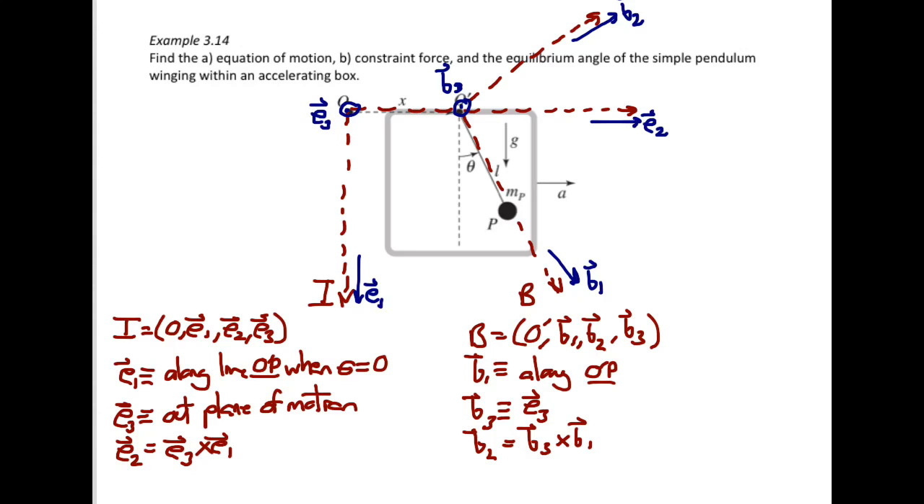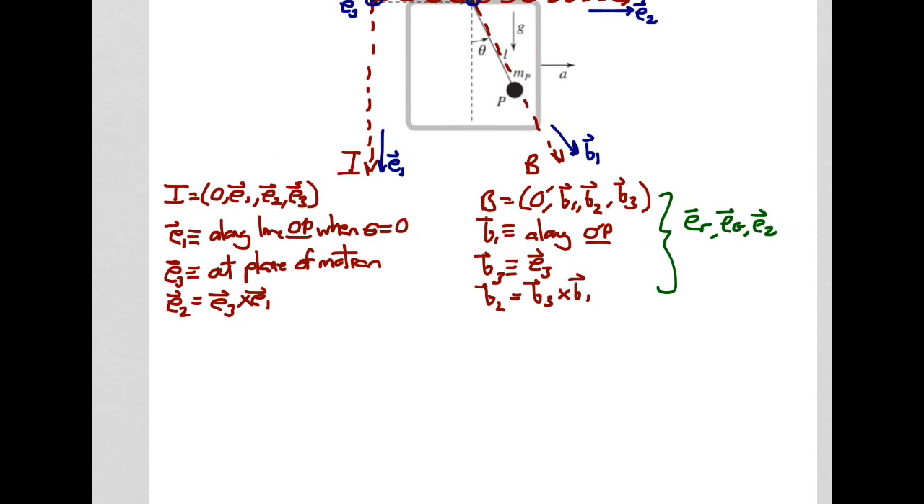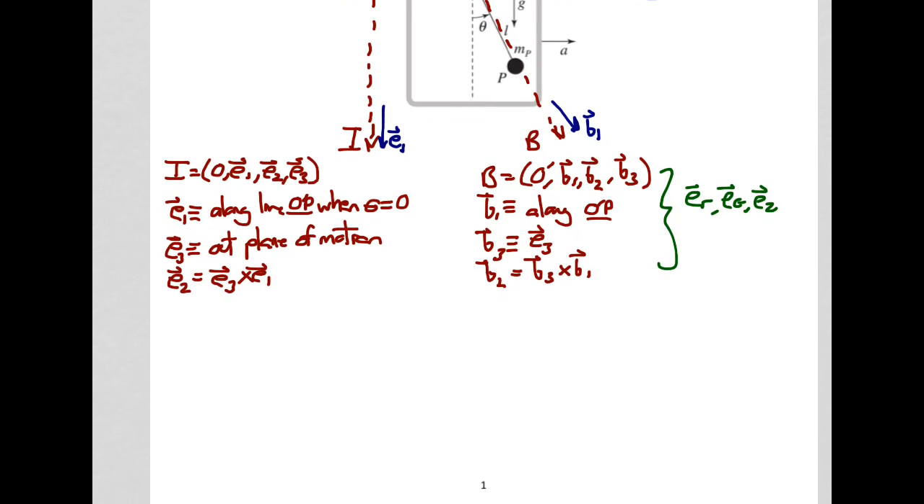Now we've used this before, and you can also call these ER, E theta, and EZ. So this is a polar frame, just like ER, E theta, EZ, except we just decided to call it B's. It really doesn't matter. Use what's comfortable for you. So now we have these two reference frames, and they're rotated with respect to each other by the angle theta. So that means that we need to be able to transform between these reference frames. So let's define these transformations. To do this, we need to draw our unit vectors.